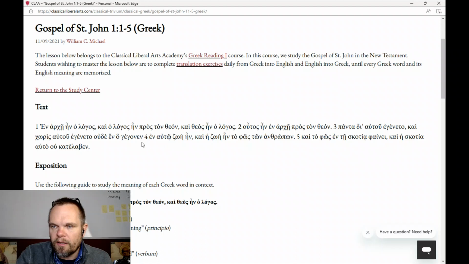We saw iota subscript in this second word, arche, under the eta. Here we see iota subscript under the omega, and we just ignore it in pronunciation. We also see a circumflex accent above the omega, so we have auto, en auto.